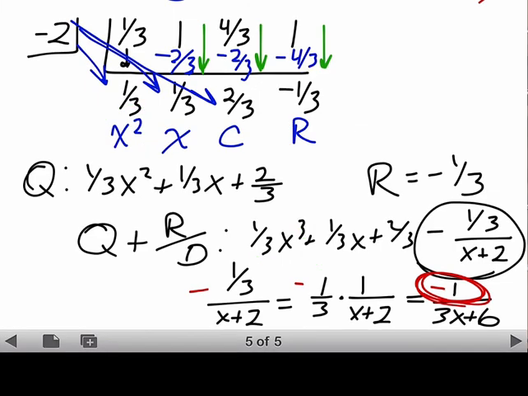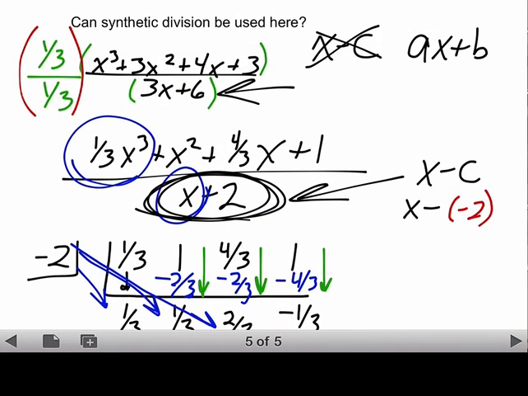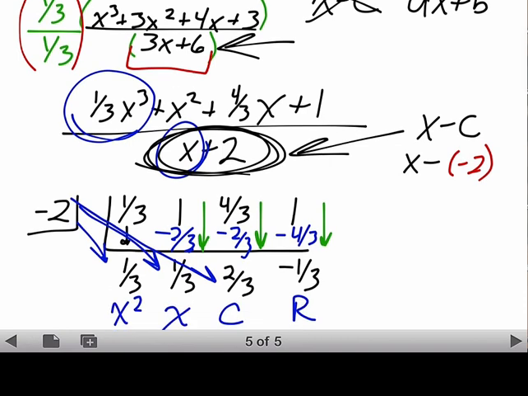So the short answer to can synthetic division be used in the case that the divisor is 3x plus 6, the short answer is yes. But then the fuller answer is, but you got to fix the remainder when you're done. And I don't know that this is optimal.